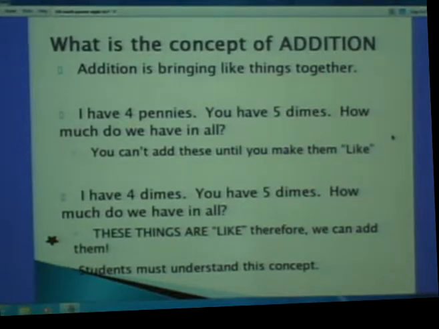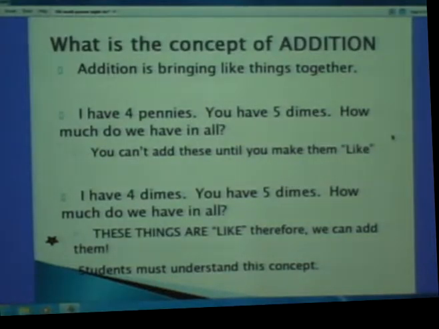So with that knowledge, we can take it over to addition. So what is the concept of addition? Addition, which is something you learn way back in kindergarten, we love to add because it's pretty simple, but it's bringing like things together. So if I have 4 pennies and you have 5 dimes, how much do we have in all? Even though we know that that's 54 cents, we still had to put it on like terms, which is cents. Or we can make it all pennies and it's on like terms, which is pennies.